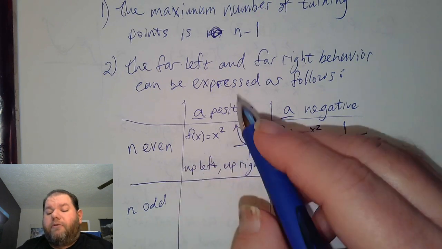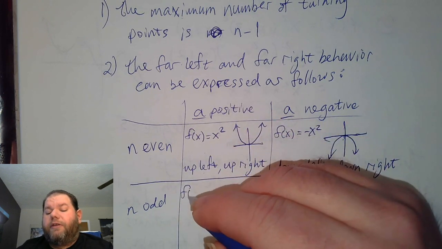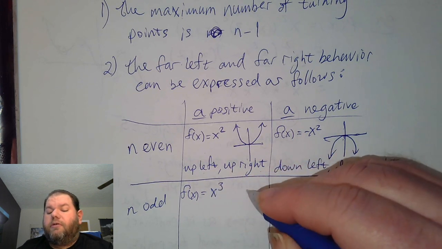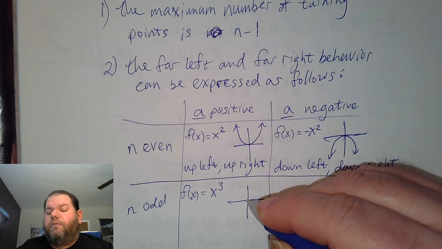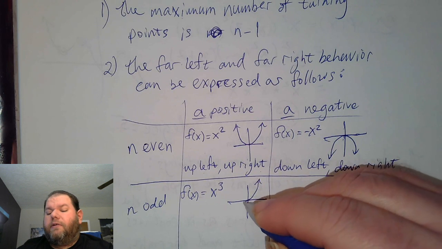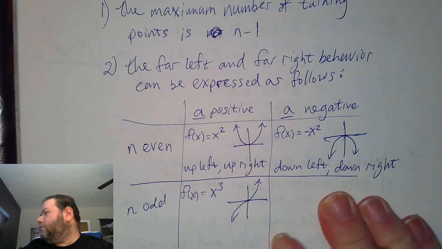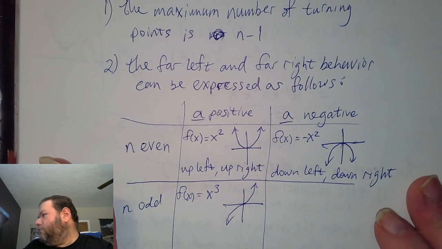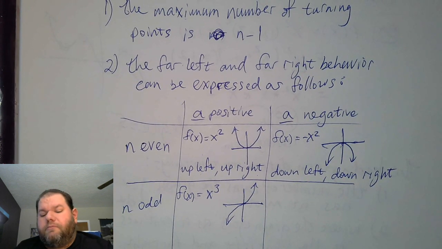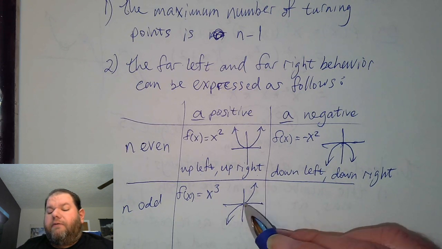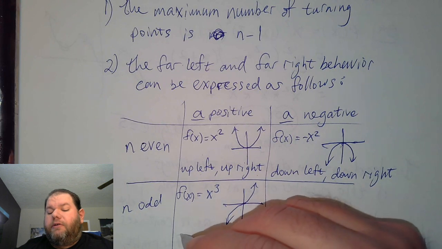For an odd exponent but a positive coefficient, we can think of positive x cubed, which looks like this. Notice this goes down to the left and up to the right.